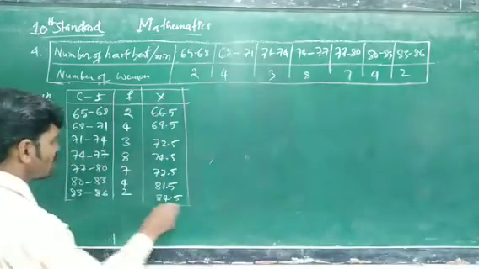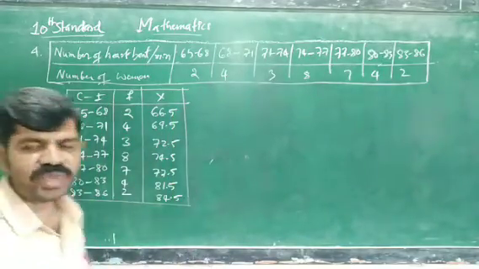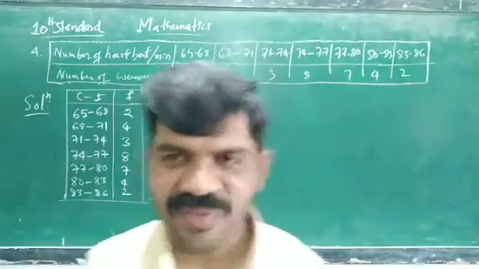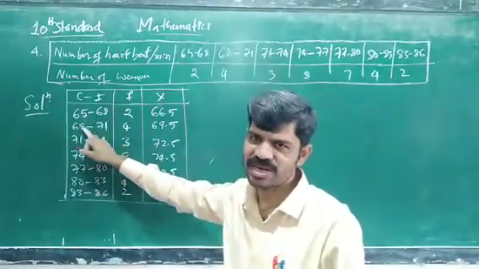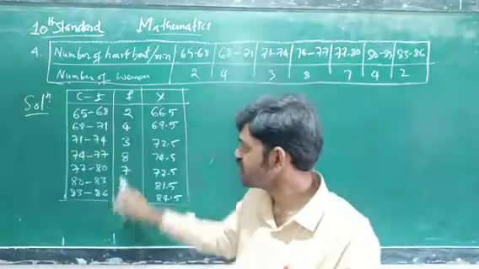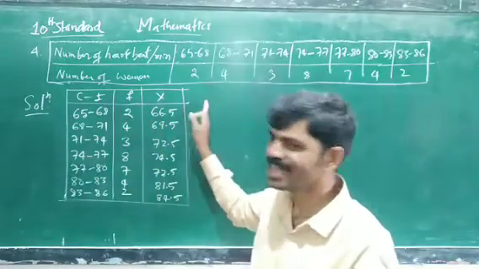So we have added the value of the middle one in the class interval. So we have the frequency. If we multiply this and this, we will get fx.